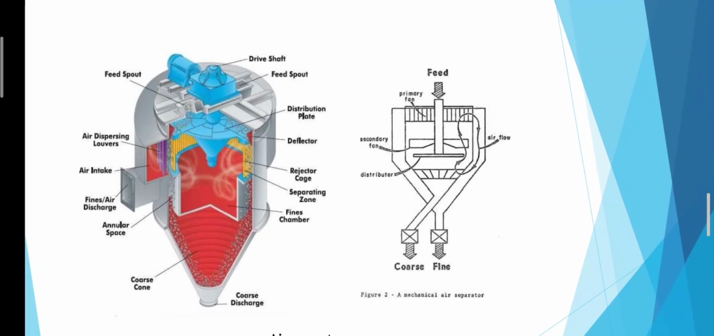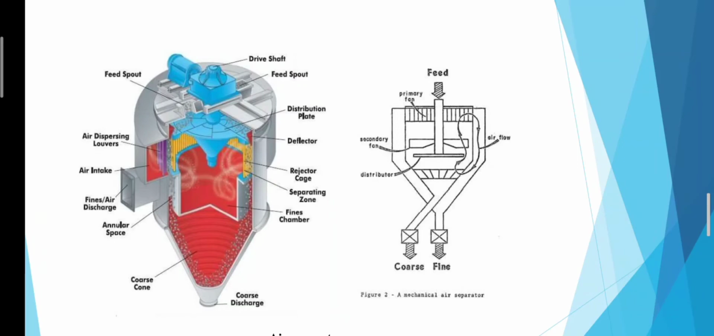Here is the simple diagram of an air separator. Downward, the coarse powder outlet means the heavy powder outlet. Second, the fine particles outlet. In the middle, airflow. The secondary fan or blades we attach. The distributor means the blades attach. Primary fan. Feed means on the upper side we put our material.